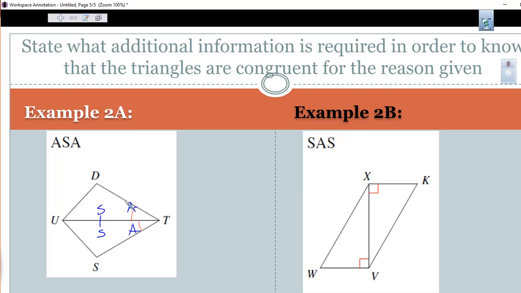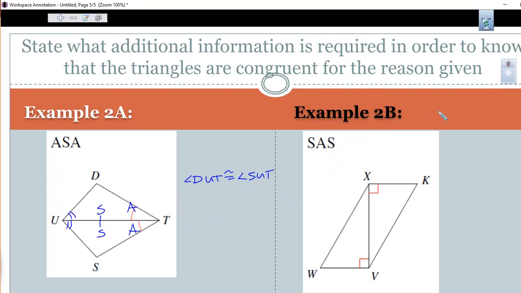I need one other angle, and that angle means I need to know that these two angles right here would be congruent because the side has to touch both angles. So the way we have to do it is we have to name this angle. We should know that angle DUT is congruent to angle SUT. So it has to match up corresponding parts. D goes with S, U goes with U, and T goes with T.